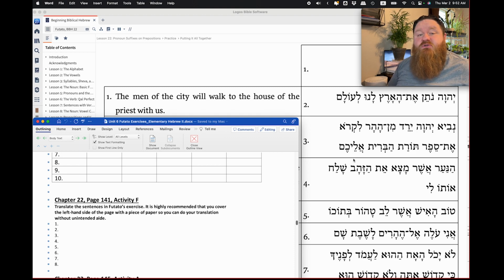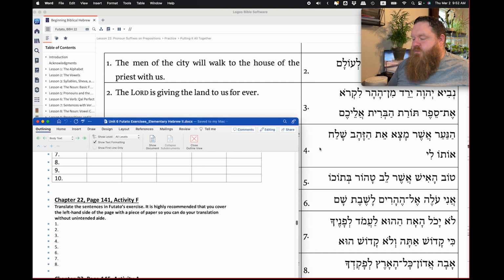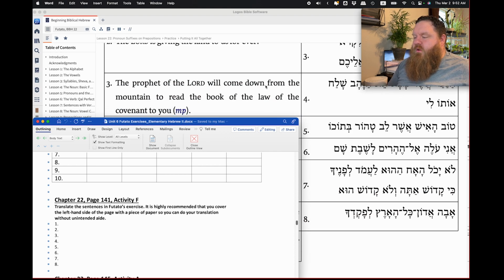But if we translate this as to you all, to read the book of the instruction of the covenant to you all, well, that makes sense because to you all is a prepositional phrase that's modifying the infinitive to read out. To read out to you all the book of the instruction of the covenant. So, final translation here. The prophet of the Lord will go down from the mountain in order to read out the book of the instruction of the covenant to you. Futato says, the prophet of the Lord will come down from the mountain to read the book of the law of the covenant.